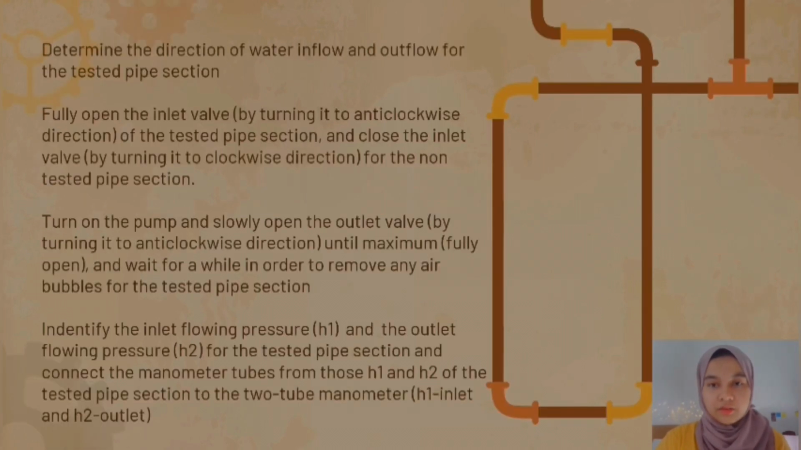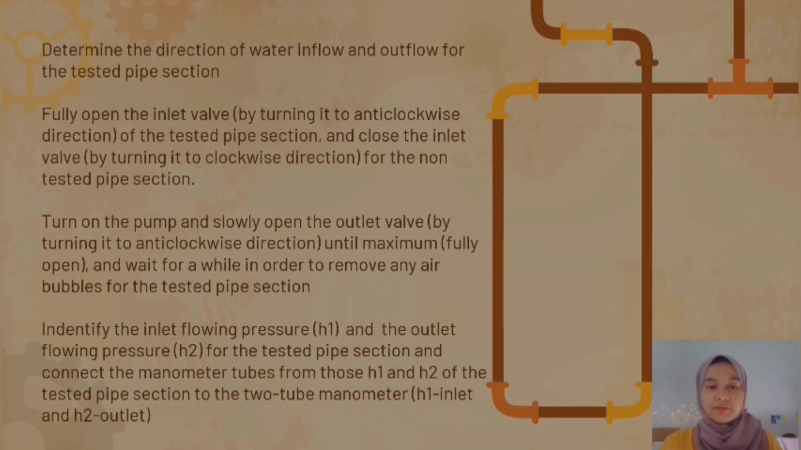And the methodology. Determine the direction of water inflow and outflow for the tested pipe section and fully open the inlet valve by turning it anti-clockwise for the tested pipe section, and close the inlet valve by turning it clockwise for the non-tested pipe section. Turn on the pump and slowly open the outlet valve by turning it anti-clockwise until fully open, and wait for a while in order to remove any air bubbles for the tested pipe section.